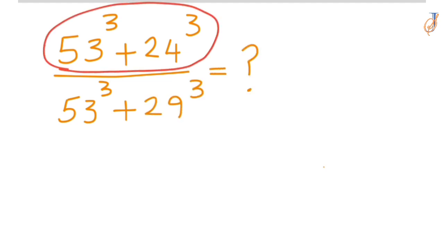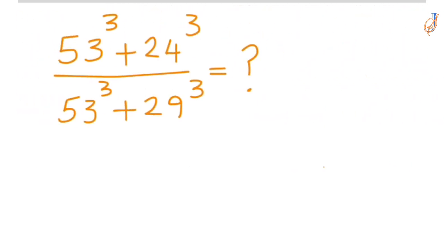Observe the numerator. It is in the form of a power 3 plus b power 3. Isn't it? While we can solve this using the formula for a power 3 plus b power 3, I will show you an essential shortcut trick to simplify it quickly. This technique is crucial for competitive exams where speed and accuracy are vital. Let's dive in and learn how to solve this problem efficiently.